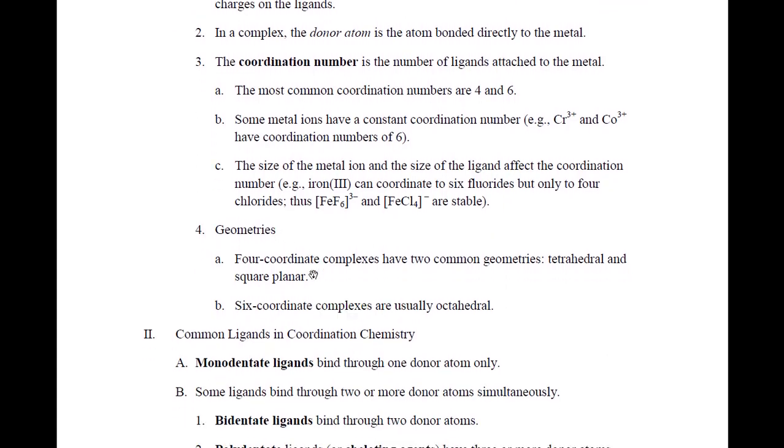All right, so geometry. 4 coordinate complexes have 2 common geometries. They will either form tetrahedral or what's called square planar. The 4 atoms will bond around a flat plane, making just a 2-dimensional molecule then. But if it's tetrahedral, then it has 3-dimensional geometry, as you learned about a long time ago.